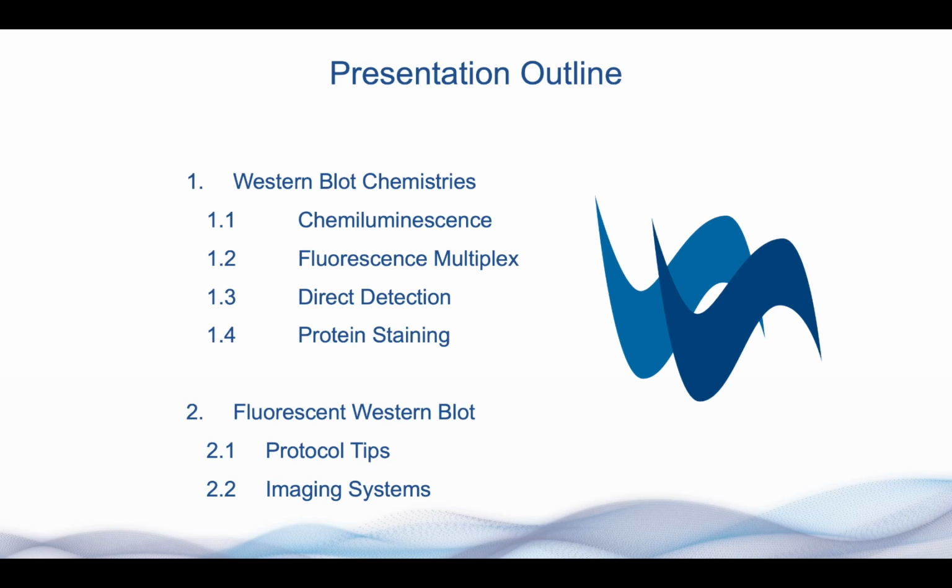But first, let's have a look at what makes fluorescent Western blotting different from standard ECL detection. And what are the different flavors of fluorescent Western blotting, like direct detection and protein stains? And then we'll have a look at fluorescent Western blotting itself, certain tips on how to do your protocol better, and briefly about imaging systems. And there'll be a link to additional resources in the end.